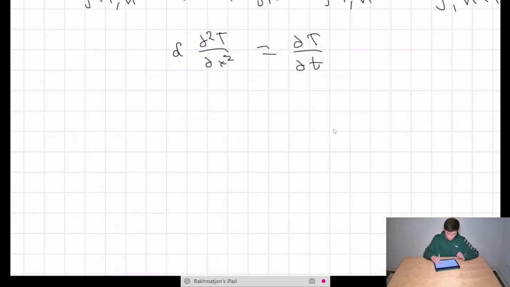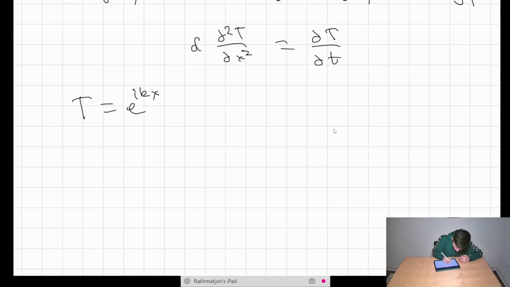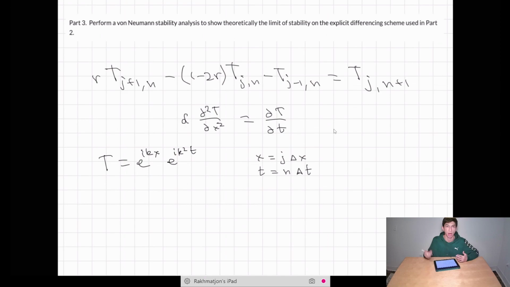Okay, so what von Neumann said is that our temperature is equal to e to the i k x times e to the i k squared t, where x, in our situation, is j times delta x, and t is n times delta t for our specific case. So let's use this idea of von Neumann and apply it to this equation up here.